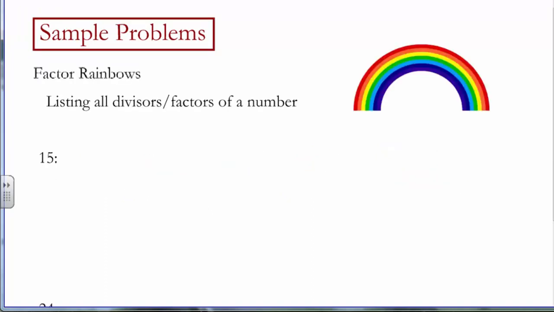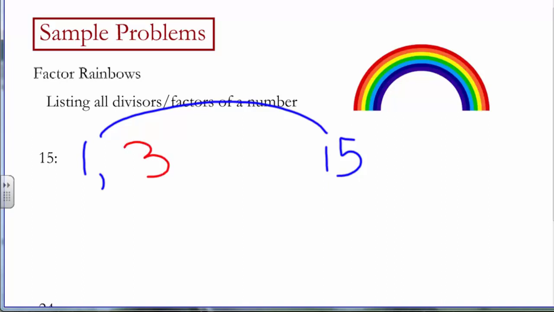A factor rainbow. So this is a way we're going to list all of the divisors or factors of a number. So if my number is 15, I want to list all the factors and divisors of 15. So I always start with 1, because 1 is a divisor of every single number. And 1 times what is 15? Well, 1 times 15. And this is why we call it a rainbow, because I want to connect my two factors together. Well, what else goes into 15? 3 will go into 15. And 3 times what is 15? 3 times 5 is 15. So my factors of 15 are 1, 3, 5, and 15.